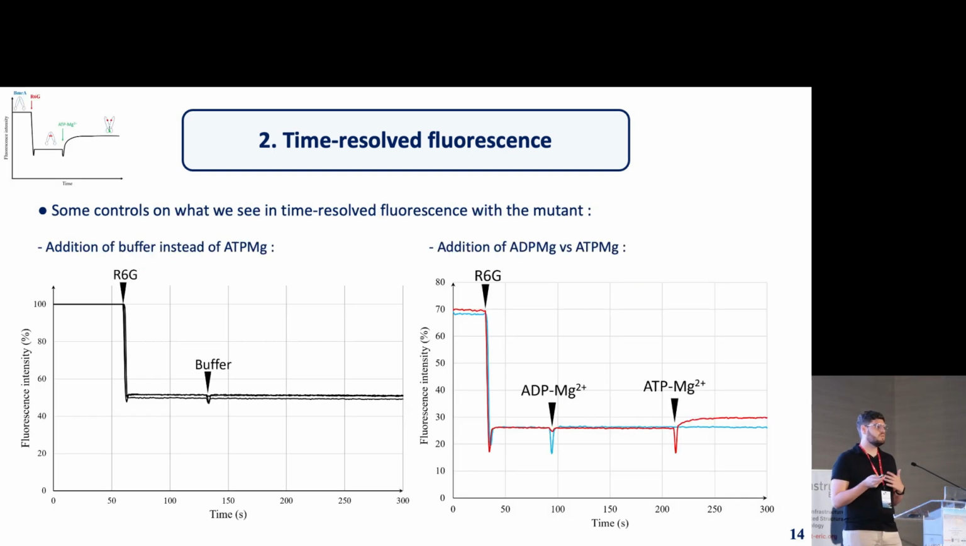I did many controls to understand what I see with time-resolved fluorescence. Here are the relevant ones. When I add buffer, there isn't an increase of fluorescence, so it's not an artifact. When I add ADP instead of ATP, there is nothing, in comparison with ATP, where you have the increase of fluorescence. This is because the nucleotide domain of BmrA is unable to dimerize with ADP.